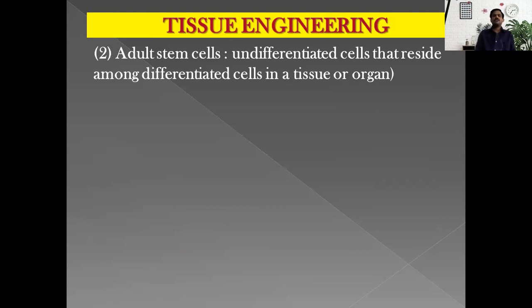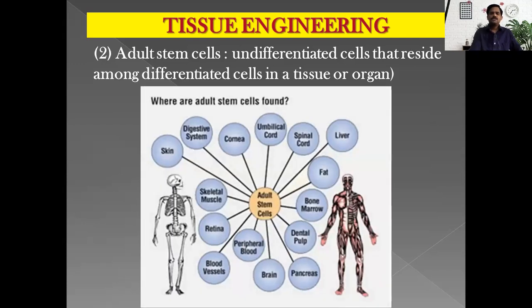Adult stem cells, the second type of cell source. Adult stem cells are undifferentiated cells that stay among the differentiated cells in a tissue or organ of the animal body or human body. These are the body organs that have undifferentiated cells among the differentiated cells. So we can get undifferentiated cells from these organs and we can regenerate the tissue.